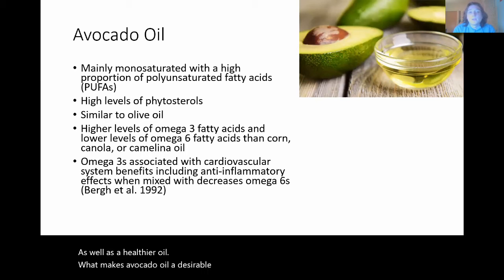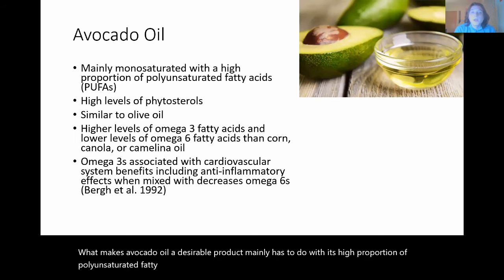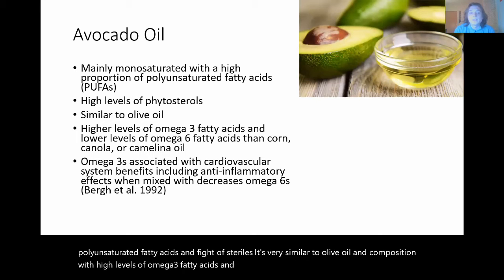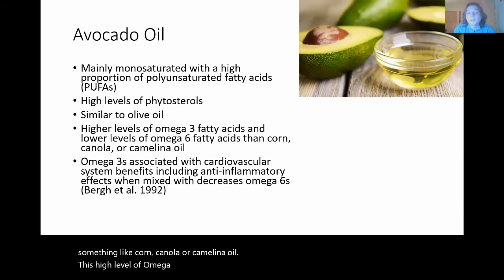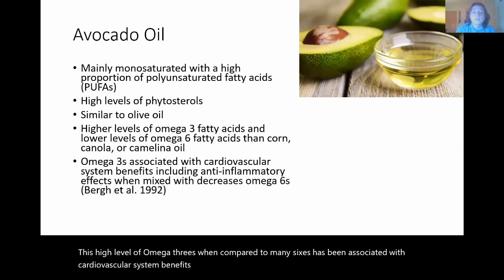It mainly has to do with its high proportion of polyunsaturated fatty acids and phytosterols. It's very similar to olive oil in composition, with high levels of omega-3 fatty acids and lower levels of omega-6 fatty acids than something like corn, canola, or camelina oil. This high level of omega-3s when compared to omega-6s has been associated with cardiovascular system benefits, including anti-inflammatory effects.